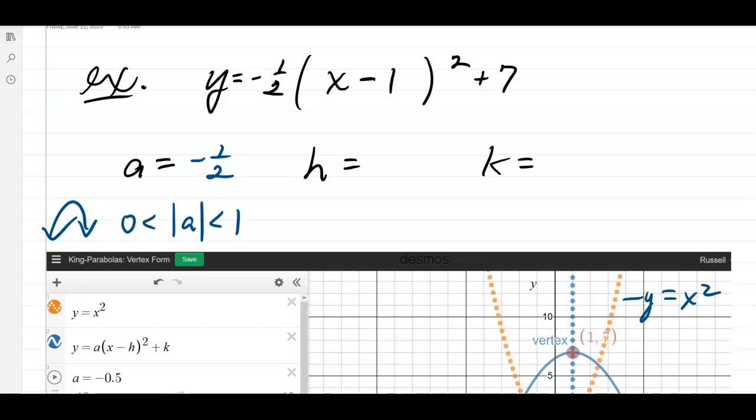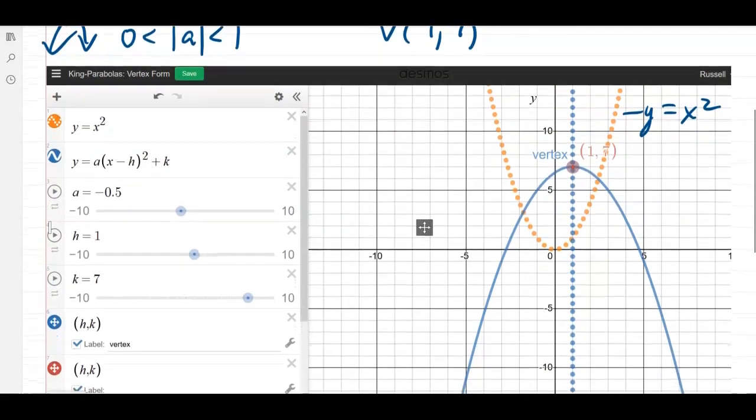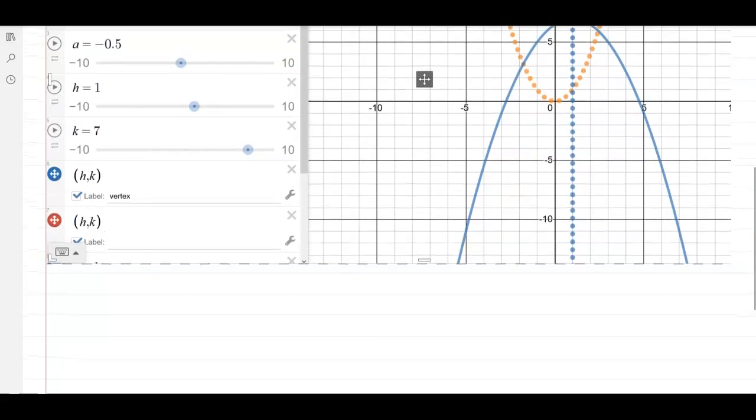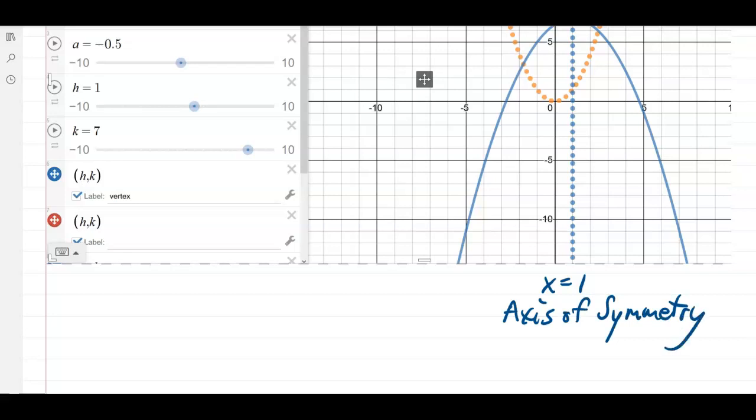The h value here, well, it's x minus h, so h is 1, and the k value is 7. That puts our vertex at h comma k, which is 1 comma 7. And we see that that's true. There it is right there in our graph. And we see that the axis of symmetry is x equals 1, which again is the x value of the vertex. And I'll write that down.